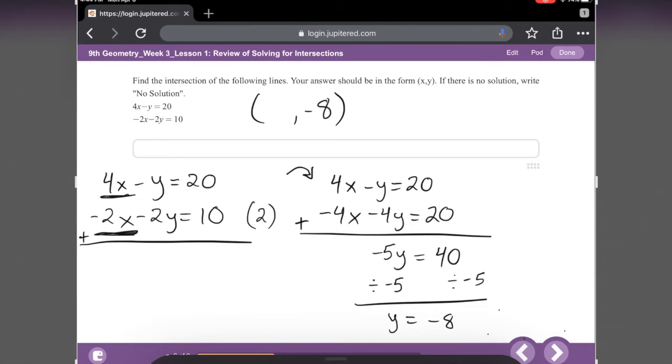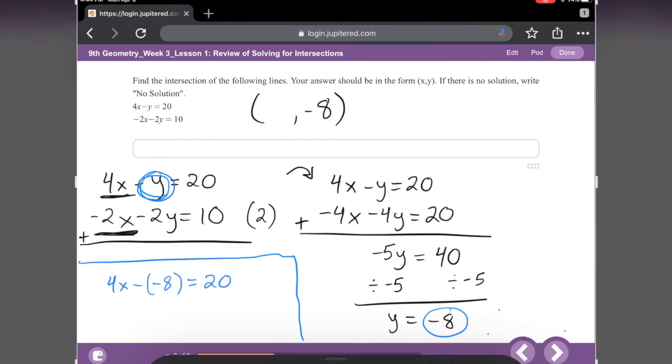Okay, so now we just have to figure out what the x is going to be. So again, we just have to plug in this negative 8 for one of these y's that appears somewhere else in one of the equations over there. So let's plug in negative 8 for that y, and then we'll substitute in and we'll solve for x. So I'm just going to use this space down here. Okay, 4x minus negative 8 is equal to 20.